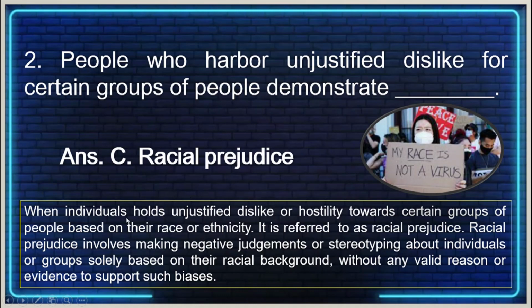It is because when individuals hold unjustified dislike or hostility towards certain groups of people, based on their race or ethnicity, it is referred to as racial prejudice. Okay, so racial prejudice involves making negative judgment or stereotyping about individuals or groups solely based on their racial background without any valid reason or evidence to support such biases. So the answer is racial prejudice.